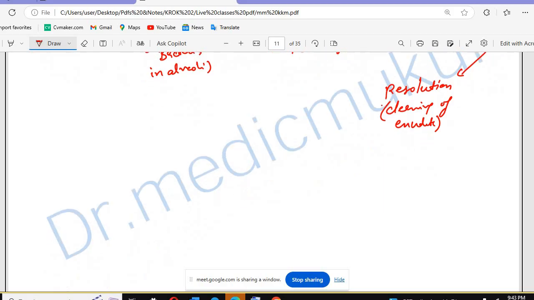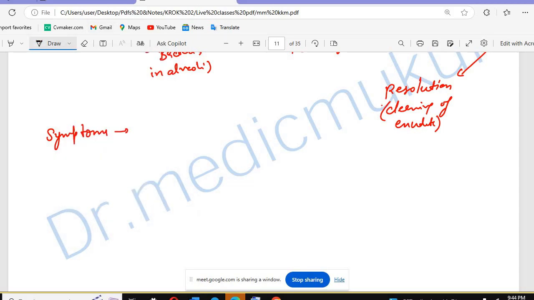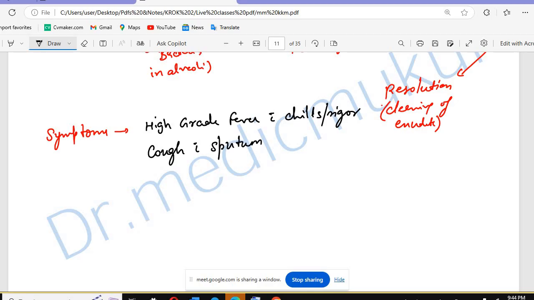Now, of course, when pneumonia is there, you are going to see some symptoms as well. Whenever you get high fever with chills, what do you say? Pneumonia has happened. So there is high grade fever with chills, or we can say rigor. Rigor also means chills. Along with that, you see cough with sputum, and the sputum will be rust colored because of the red hepatization and gray hepatization. You see rust colored sputum.